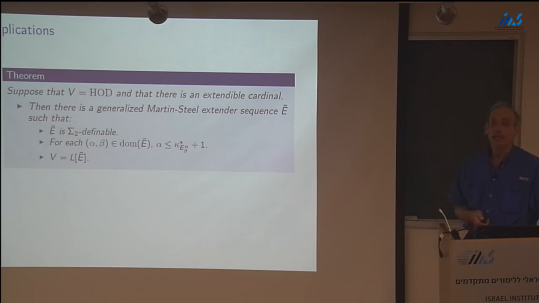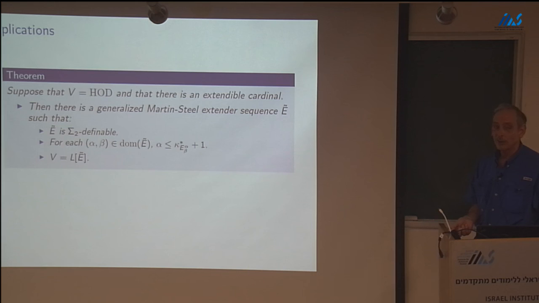Okay, so here are the applications. Suppose V is equal to Hod and there's an extendable cardinal. This is an application of the proof, not of the theorem. Then you can build a generalized Martin-Steele extender sequence E such that E is sigma 2 definable. There's no issue here because V is Hod. For every alpha beta in the domain of E, alpha is at most the image of the critical point plus 1, and V is L of E.